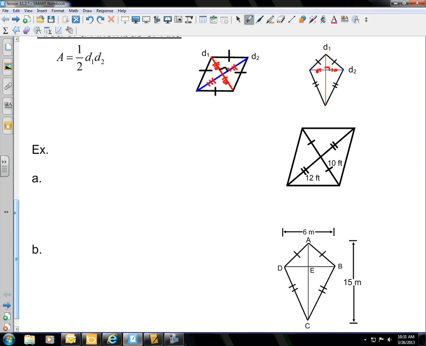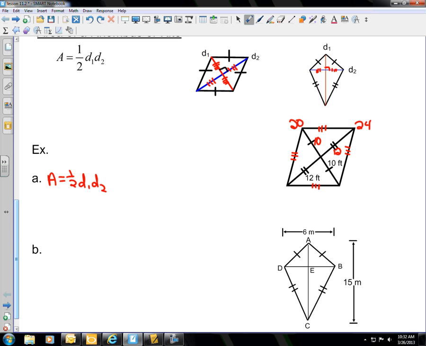Now, this is a rhombus. All right, so we want to find the area of this rhombus. So it's half diagonal 1 times diagonal 2. Now, it tells us that this part of the diagonal is 10, and so is the other part. So this whole diagonal is going to be 20. Likewise, both of these are going to be 12, so this diagonal is 24.